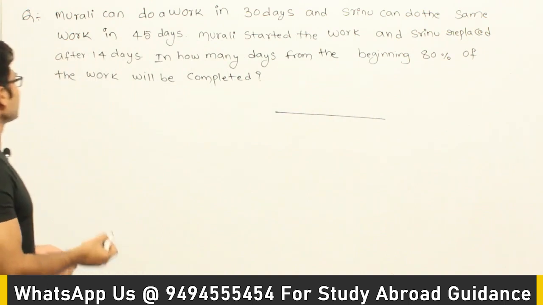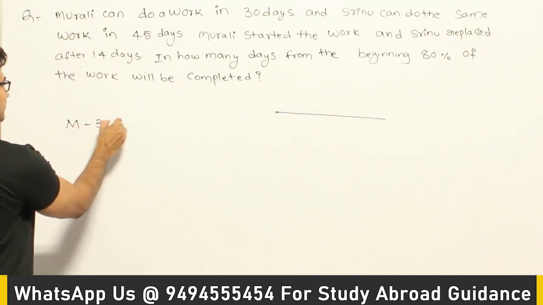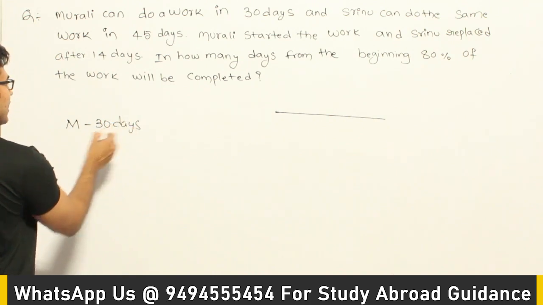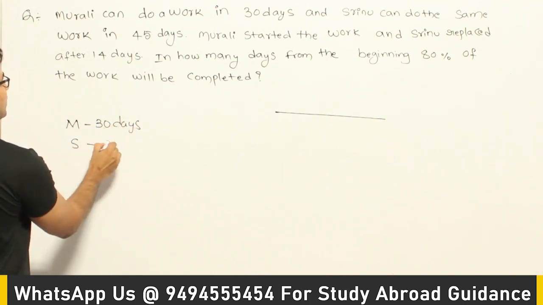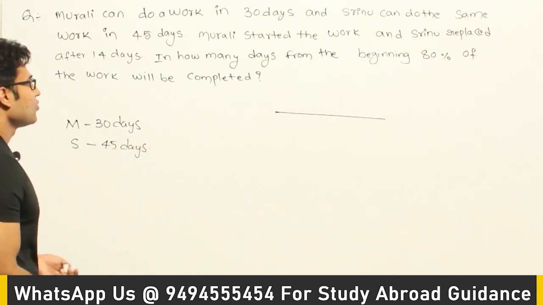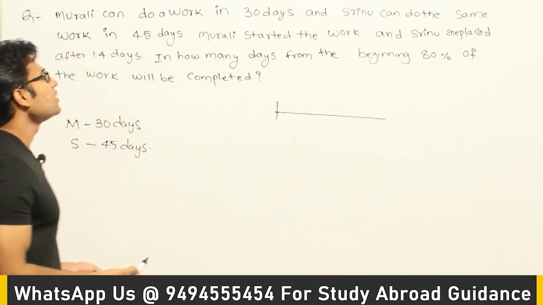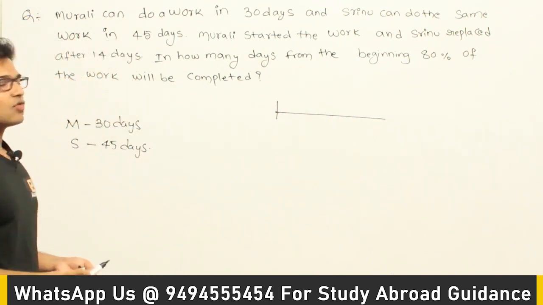Let's write the data first. Murli can do a work in 30 days. That is what is given. And Srinu can do the same work in 45 days. And they are saying that Murli started the work. If you assume that this is the timeline, Murli started the work and Srinu replaced him after 14 days.